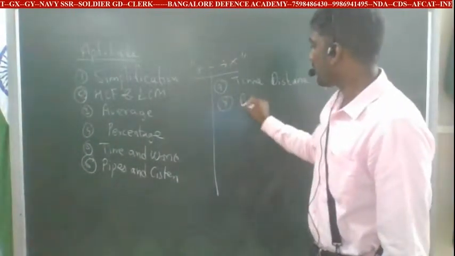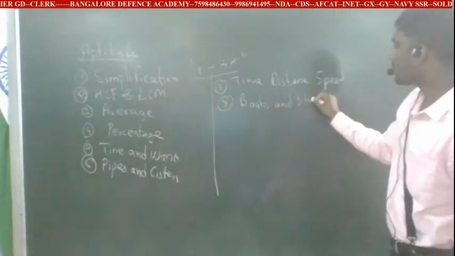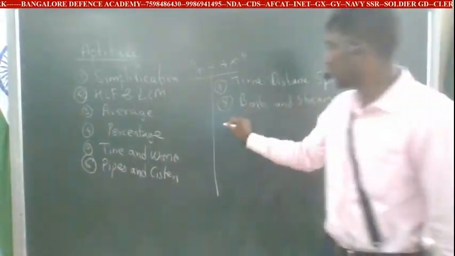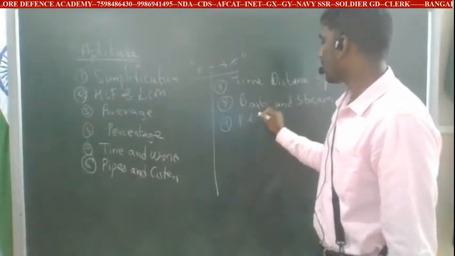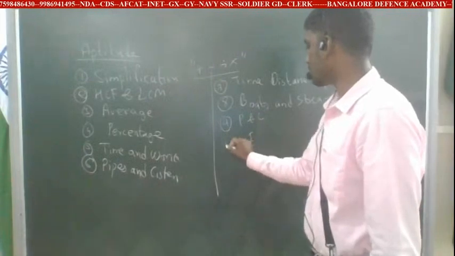Then 8th you have boats and stream. 9th you have profit and loss, simple interest, compound interest and discount.